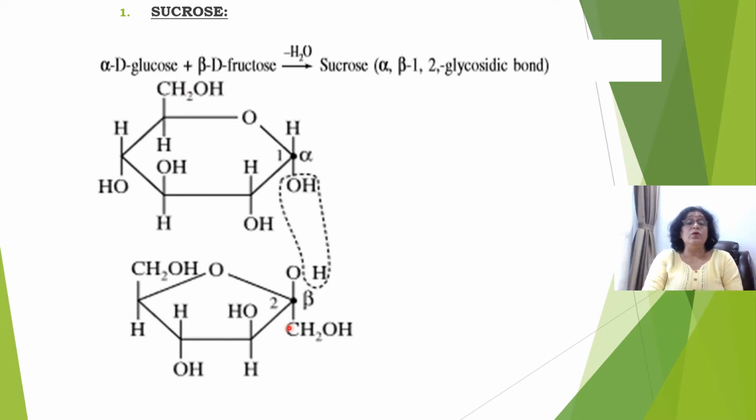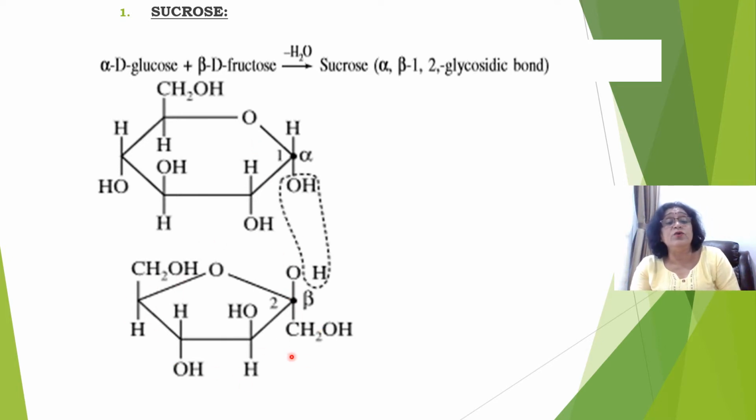While in beta D fructose, on the second carbon, OH is on the top and CH2OH is below. That is why we call it beta D fructose. Third carbon, OH is on top, H is below. Fourth carbon, H is on top, OH is below. And on the fifth carbon, a CH2OH group is attached. The fifth carbon also forms the hemiketal linkage. That is why this is called beta D fructose.